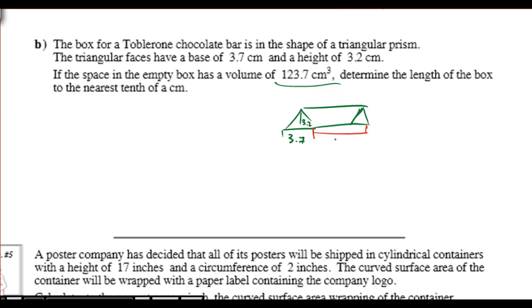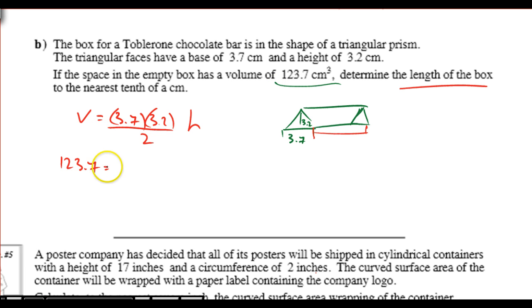So we have the volume. The volume is the area of the base times the height. Well, the area of the base would be 3.7 times 3.2, and then don't forget to divide it by 2. That's the area of the base times the height, which we don't have. That's actually what we're looking for. The length of the box would be the height, except now, you've got to kind of visualize this, this thing is turned on its side.